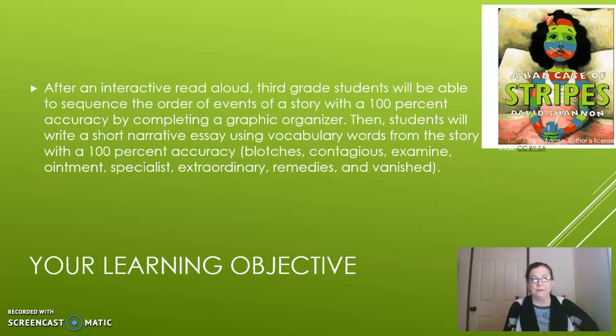And here's our objective. After an interactive read aloud, third grade students will be able to sequence the order of events of a story with 100% accuracy by completing a graphic organizer. Then students will write a short narrative essay using vocabulary words from the story with 100% accuracy. Blotches, contagious, examine, ointment, specialist, extraordinary, remedies, and vanished.